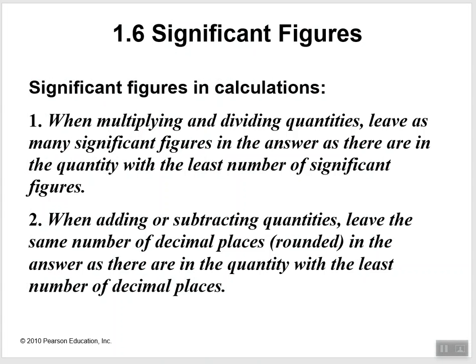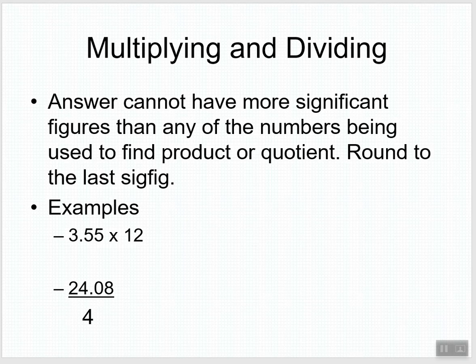Significant figures in calculations. When multiplying and dividing quantities, leave as many significant figures in the answer as there are in the quantity with the least number of significant figures. So let's talk about that multiplication then. An answer cannot have more significant figures than any of the numbers being used to find the product or quotient. Round to the last sig fig.